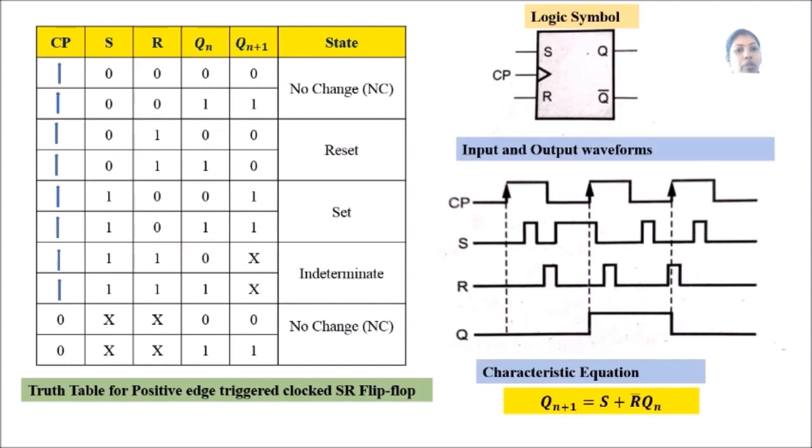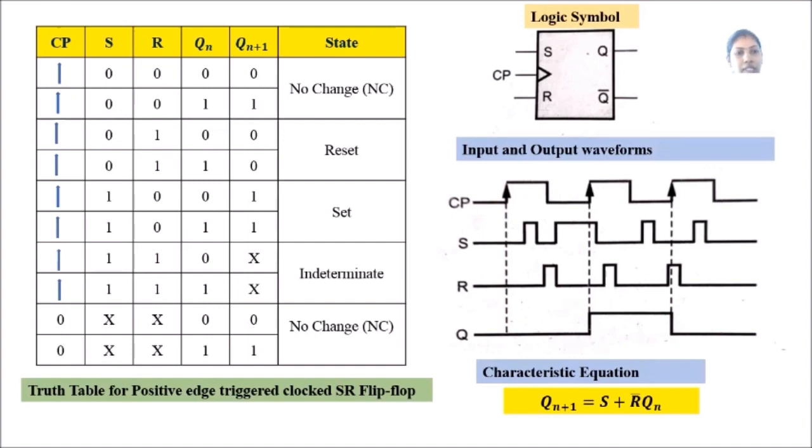So this is the truth table for the positive edge triggered clocked SR flip-flop. In the truth table, the first column is the clock pulse. In the clock pulse, you can see that the edges are rising. Rising edge denotes the positive edge. Only if a positive edge is given, there will be some output.